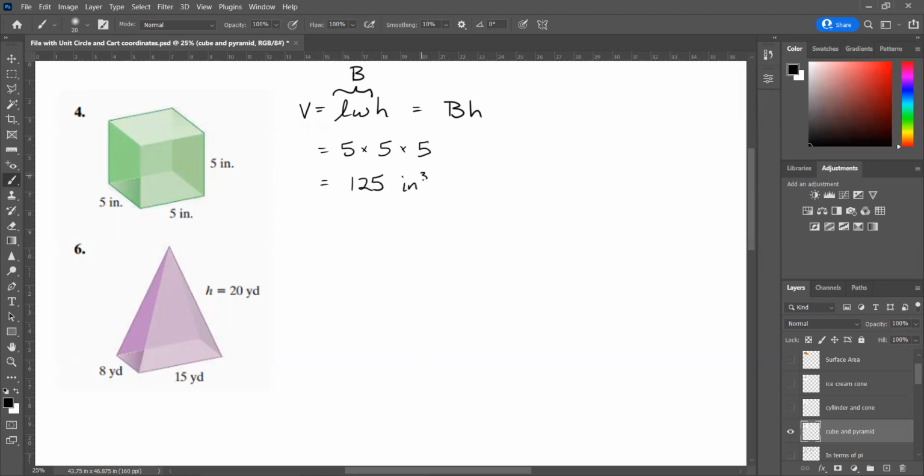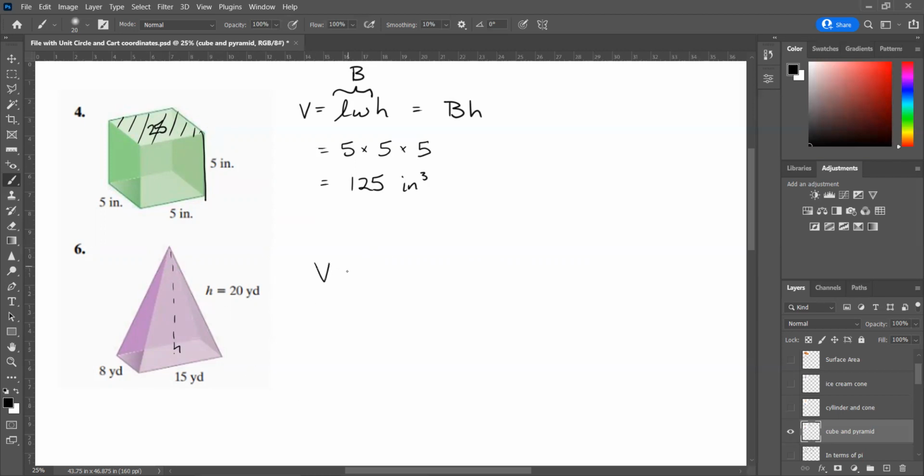That would be cubic inches. Notice this is a length cubed because we're talking about a volume. So we could say the area of this base here is 25. It's 5 times 5 times the height would give us the volume. Now, below that, we have a pyramid shape. And when they say height, they're talking about, again, this perpendicular distance to the base. So that's what the 20 yards represents.